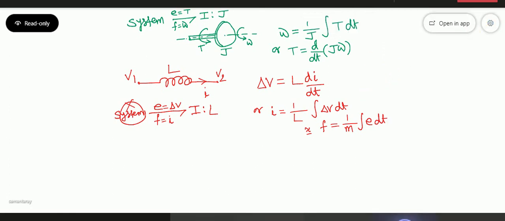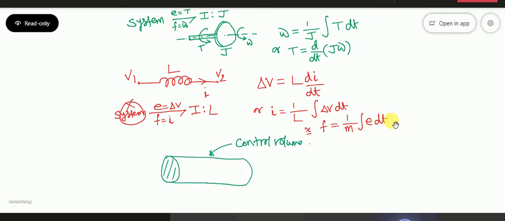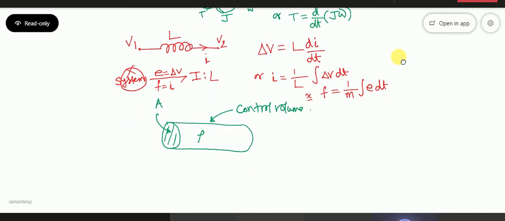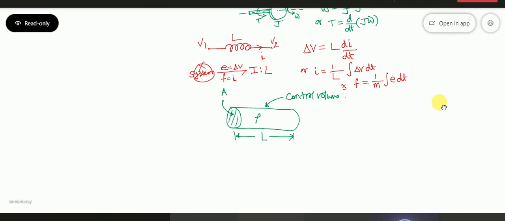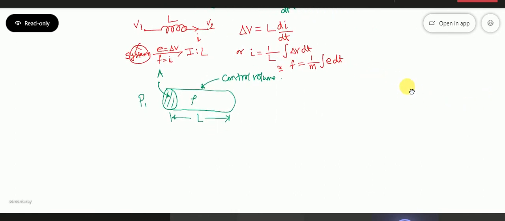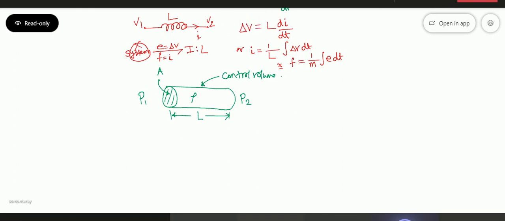This area is, let's say, A. Density is rho, as usual. Length is, let's say, L. Pressure this side is P1, this side is, let's say, P2. The velocity is v, and volume flow rate is V dot. This is volume flow rate, and this small v is velocity.